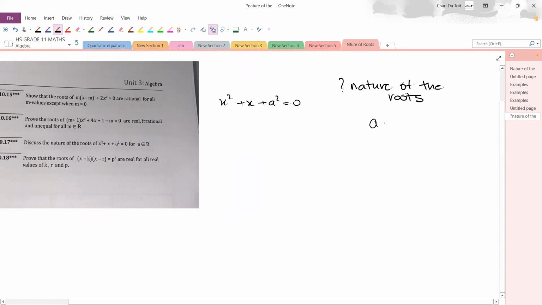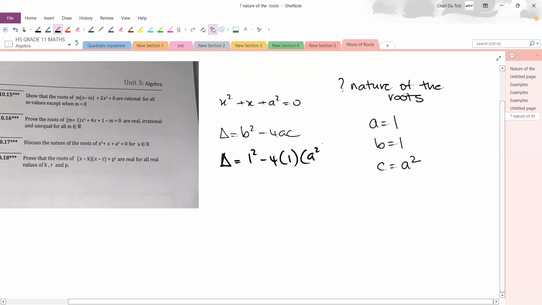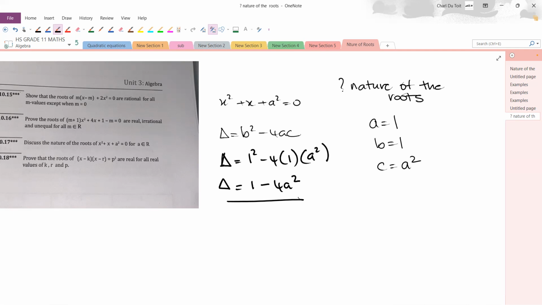Okay, that's kind of easy because a is given as 1, b is also 1, and c is a squared. So the discriminant is b squared minus 4ac. So delta equals 1 squared minus 4 times 1 times c, which is a squared. And that is 1 minus 4a squared. Okay, now you're going to tell me what is the nature of the roots, if that is the discriminant. What do you think? Want to be real? This is a problem. I have a big problem here.